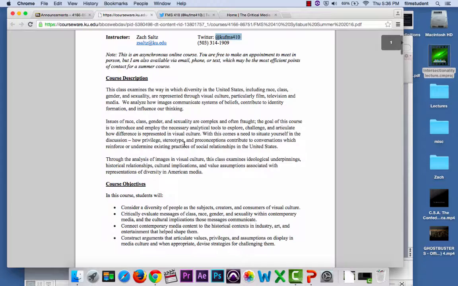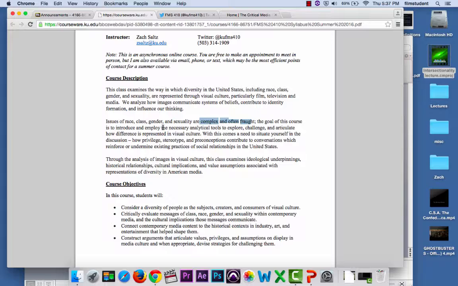So let's look at the course description here. This course examines the way in which diversity in the United States, including race, class, gender, and sexuality, and those are our four big social identifications that basically organize the course, are represented through visual culture, particularly film, TV, and media, especially film and TV. We analyze how images communicate systems of beliefs, contribute to identity formation, and influence our thinking. Now, these issues are often complex and fraught. The goal of this course is to introduce and employ the necessary analytical tools to explore, challenge, and articulate how this difference is represented in visual culture.